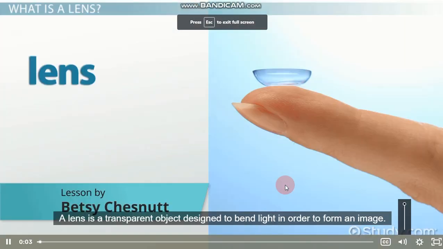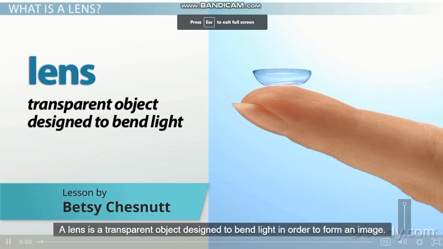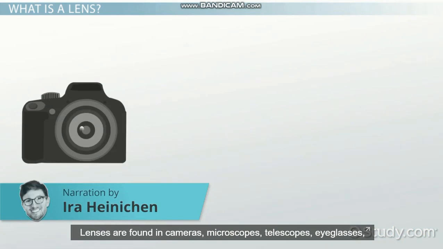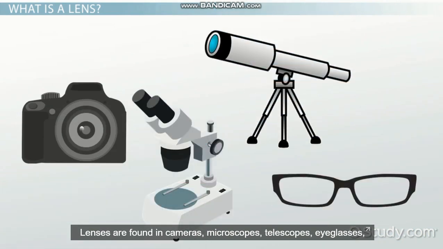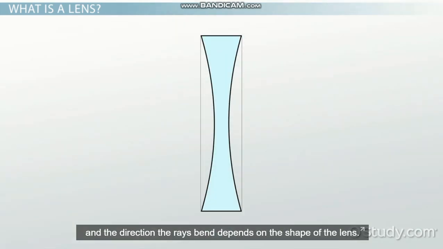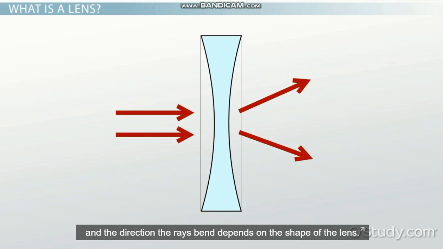A lens is a transparent object designed to bend light in order to form an image. Lenses are found in cameras, microscopes, telescopes, eyeglasses, and also in the eyes of humans and other animals. A lens causes the light rays that hit it to bend. The direction the rays bend depends on the shape of the lens.